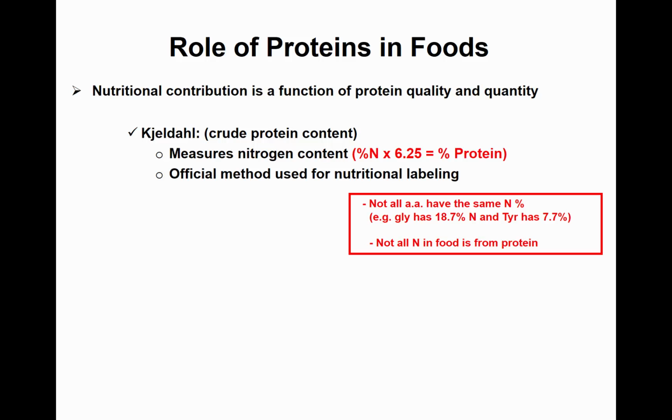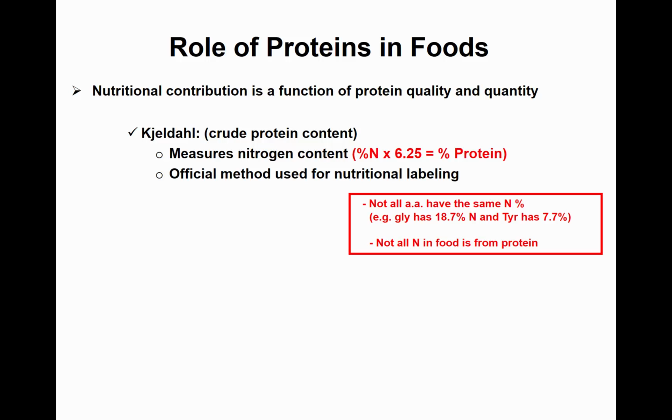This is an example: glycine has a higher percent nitrogen than tyrosine, just because glycine is a smaller amino acid. The R group of glycine is H, whereas tyrosine is a larger amino acid, and it doesn't have an extra amine group, so with one amine group over a large amino acid structure, the percent nitrogen becomes too small. That is in addition to amino acids that are basic, such as arginine, histidine, and lysine, which we'll talk about later. So you have different percentages of nitrogen, but like I said, the caveat is that not all nitrogen in food is from protein.